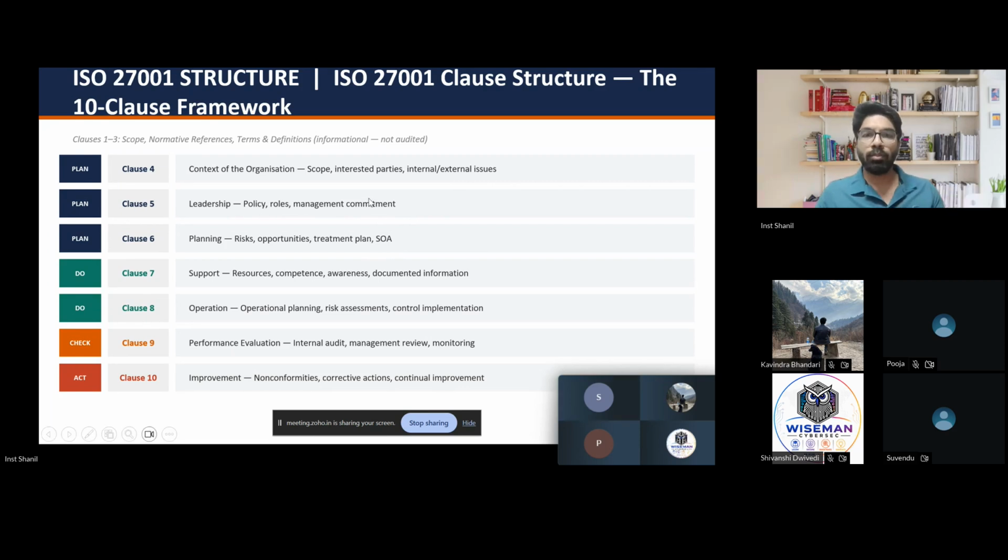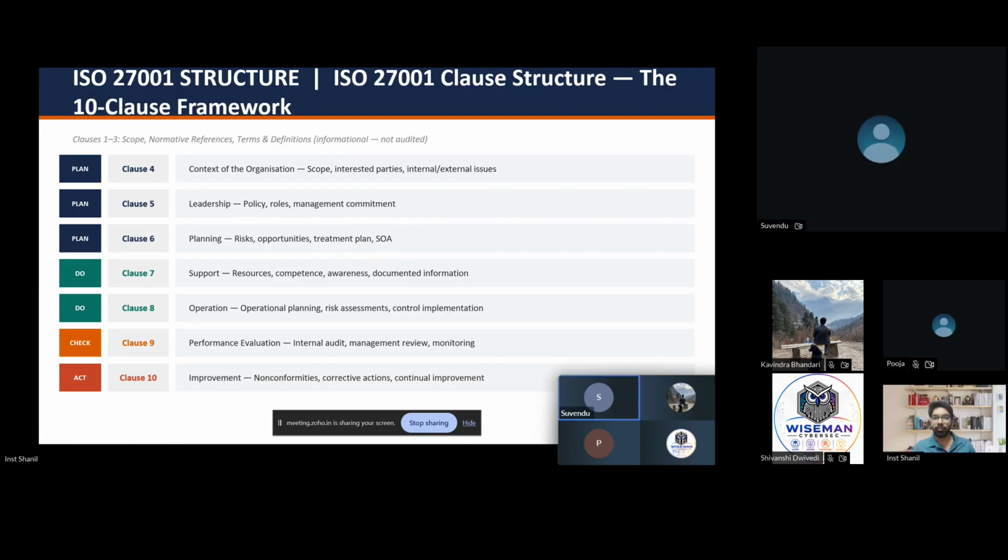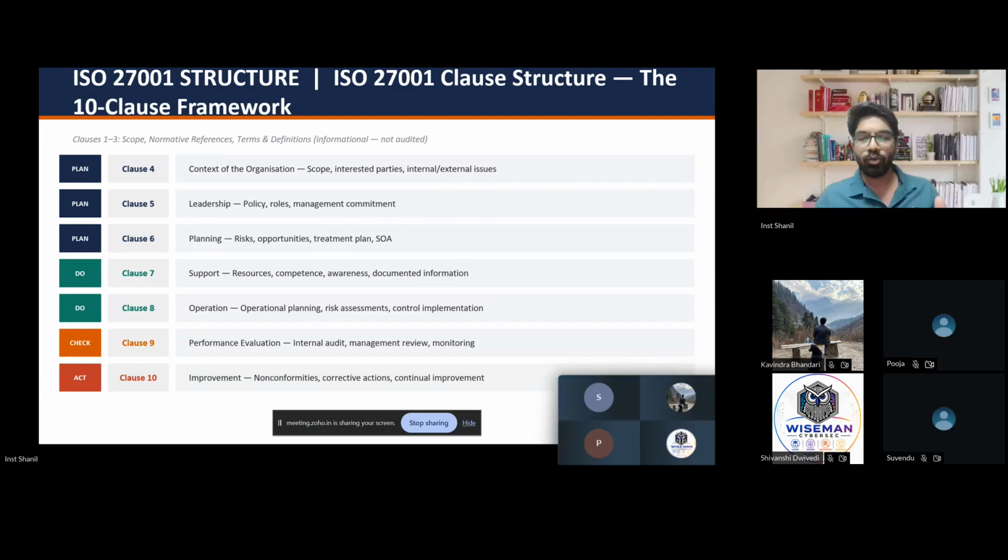So that is the most important document. What is the full form of SOA? Statement of applicability. Yes, so it will have the list of 93 controls. It will detail out of 93 controls, how many controls are applicable to your organization and how many controls are not applicable, along with the reasons. Since it talks about the applicability, it is called a statement of applicability.